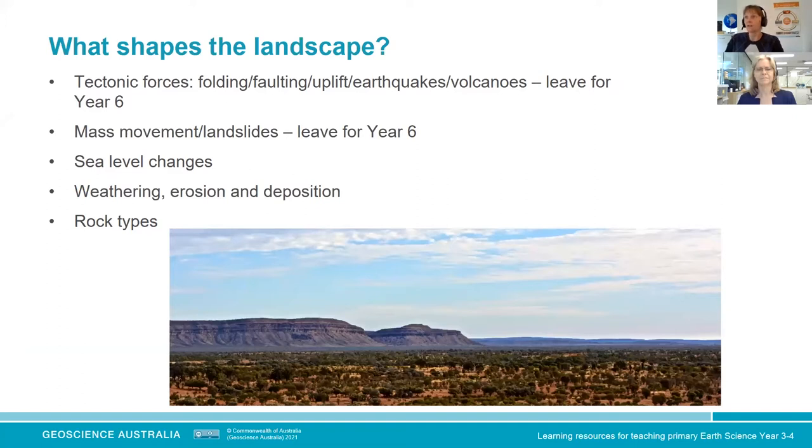So what shapes the landscapes? What natural processes cause these varying landscapes across the Australian continent? So main things, tectonic forces, folding, faulting, uplift, earthquakes, volcanoes, mass movements and landslides. Those are all things that you wouldn't talk about in this topic because they're related to natural hazards that you would potentially teach in year six.